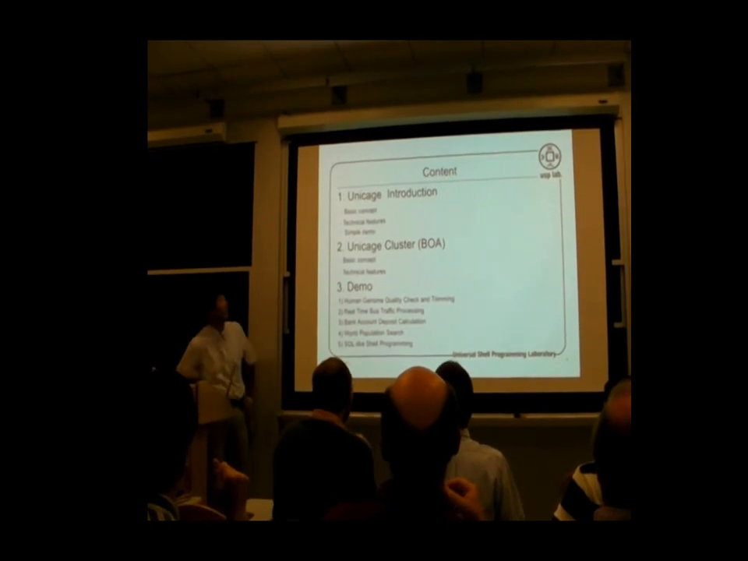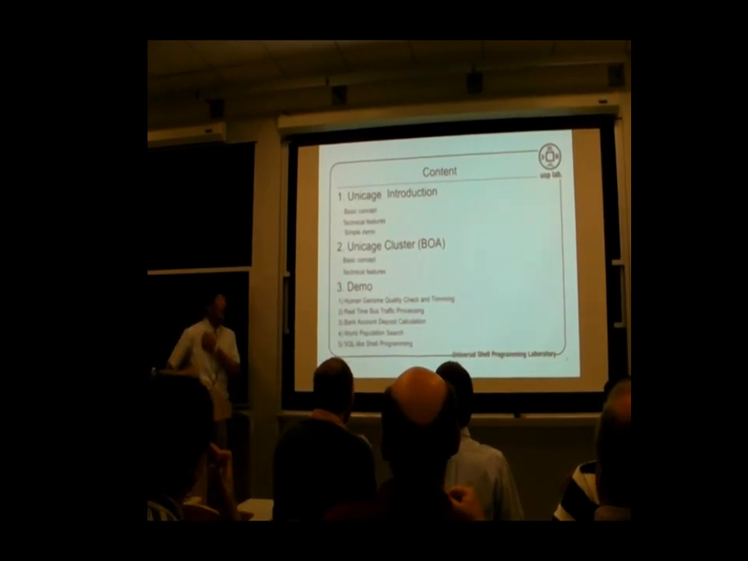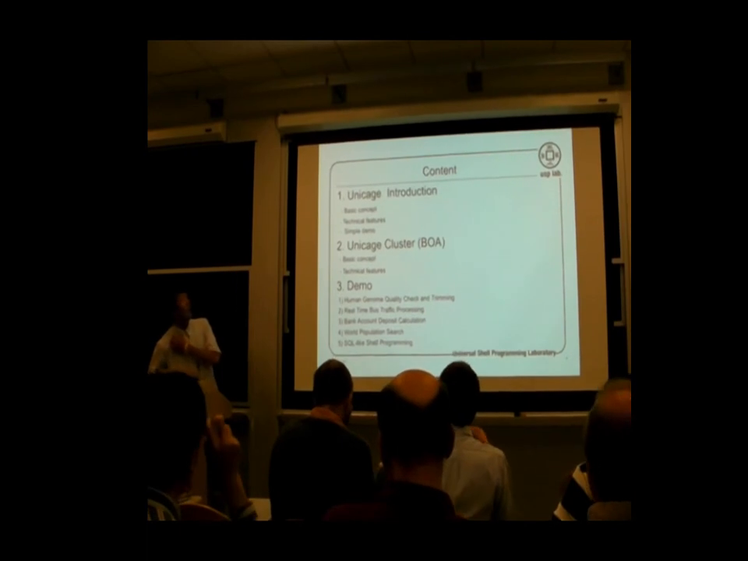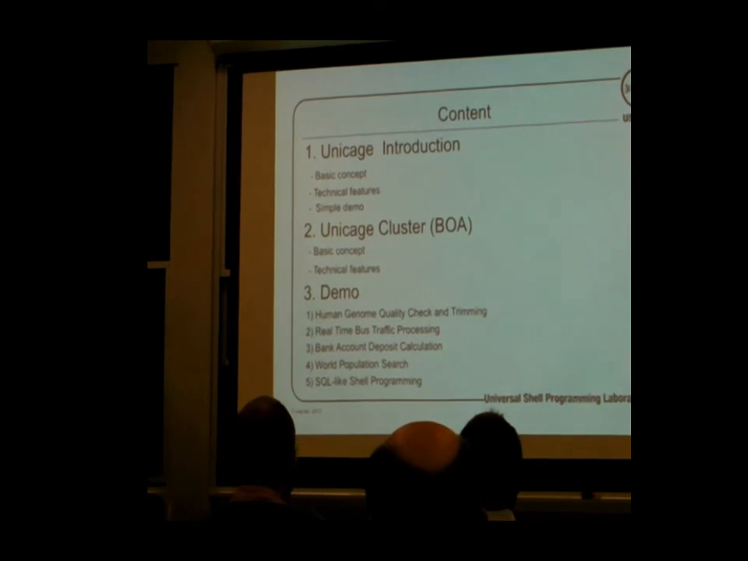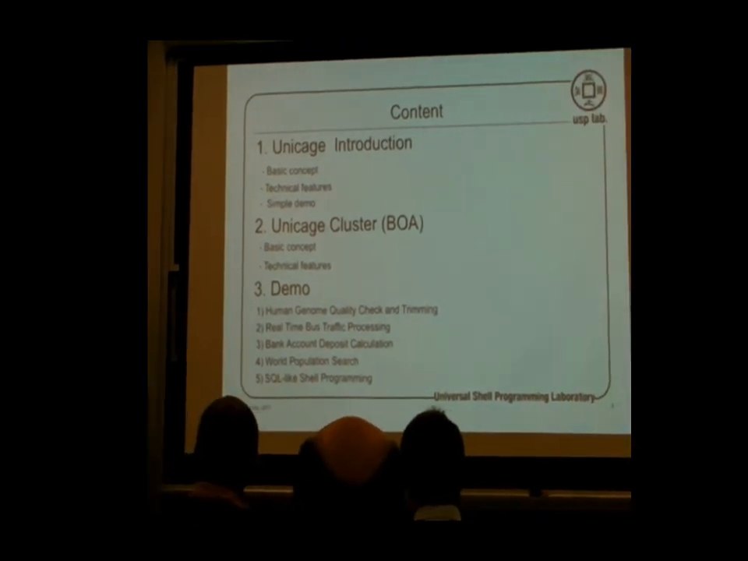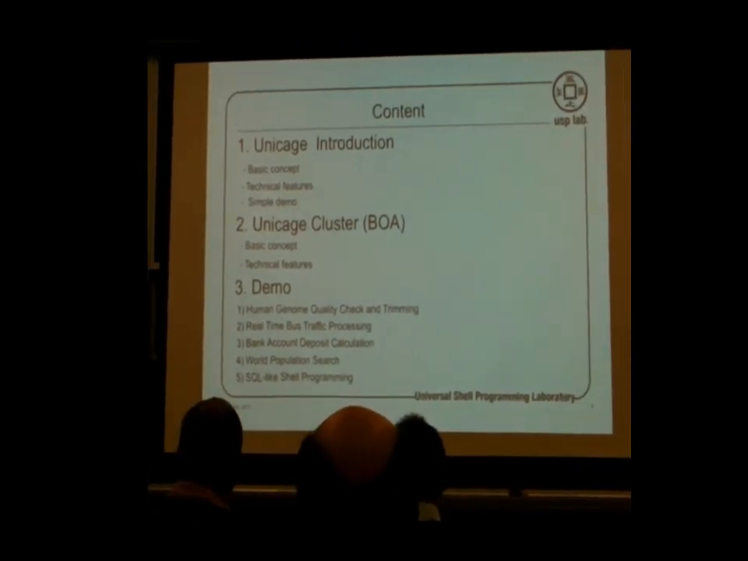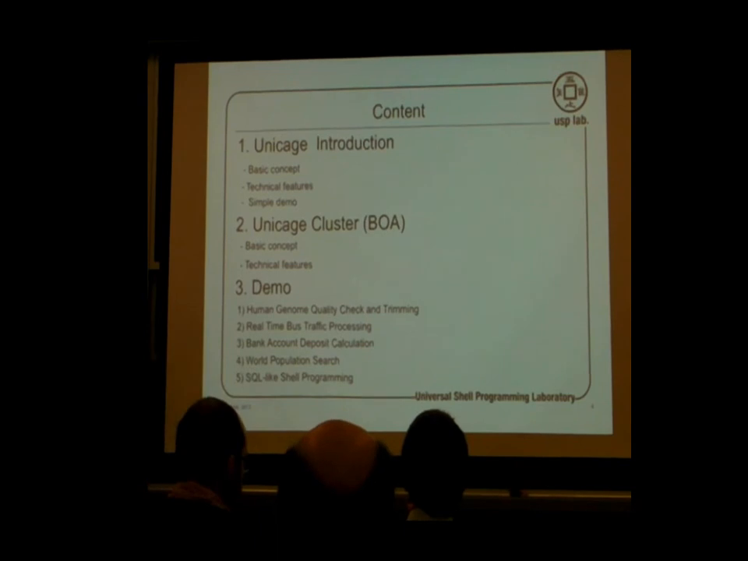This is the menu of content I will explain from now. My presentation has three sections: one, a Unicage introduction; two, Unicage cluster, BOA, B-O-A, Big Data Oriented Architecture; and three, a live demo.